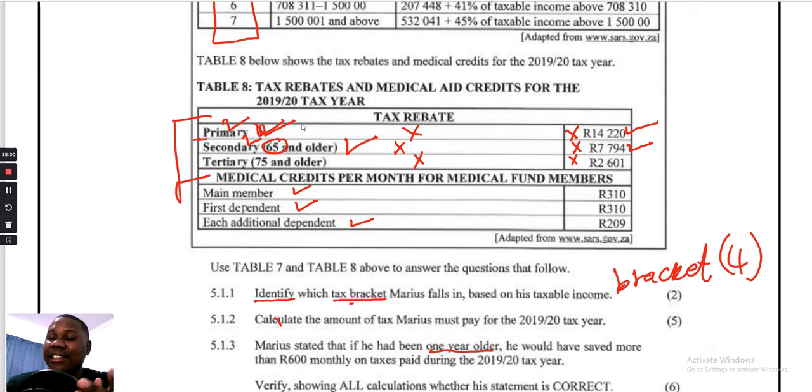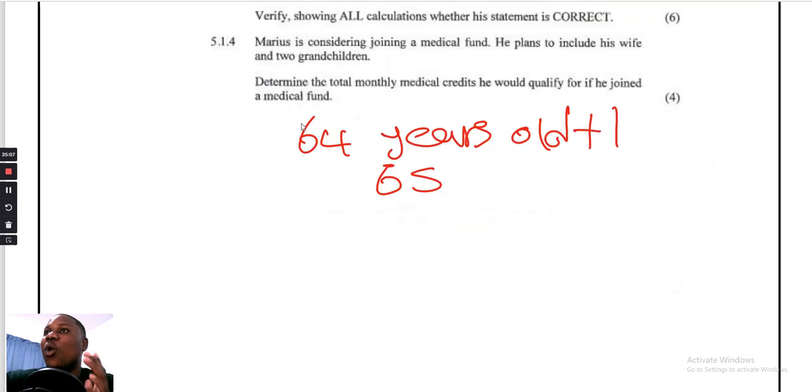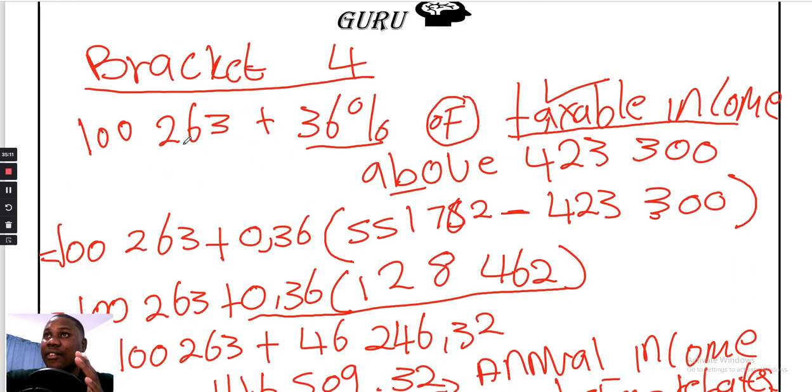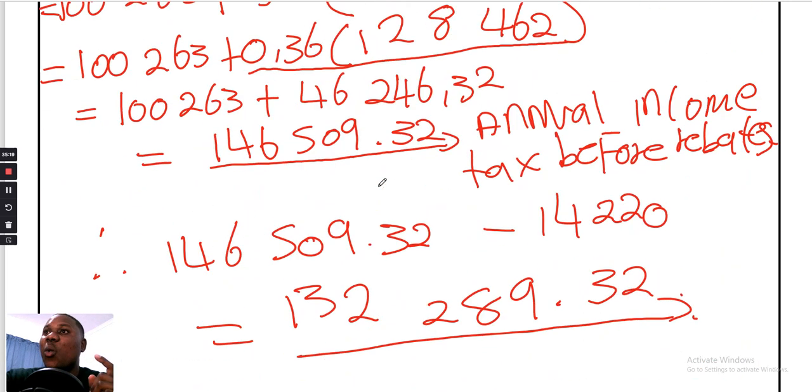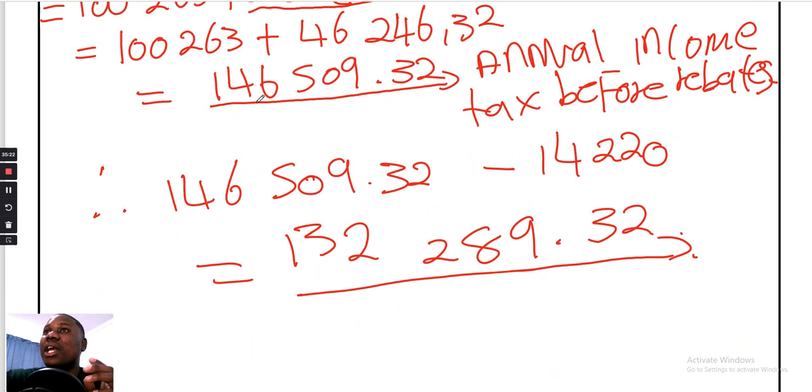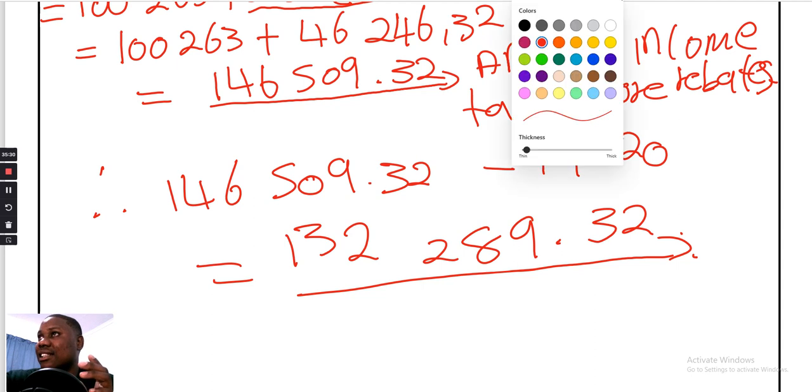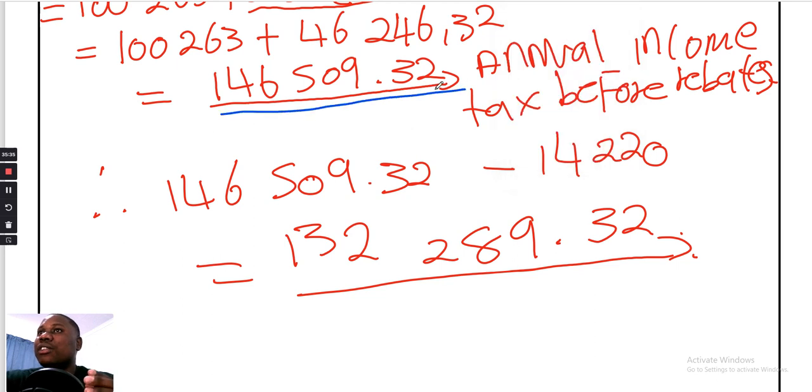Okay, still she does not belong to any medical aid fund. So are we going to change the whole calculation? Remember, the taxable income is not changing. That means the bracket still stays the same. So where are we going to change? Now we are going to change here. When we answer our question, we are going to change from the annual income tax, because that is where the rebate starts to come in.